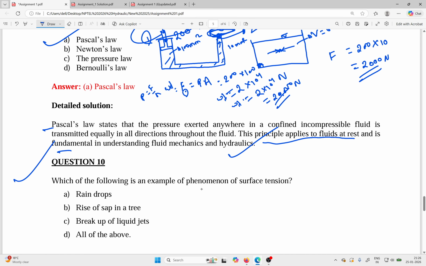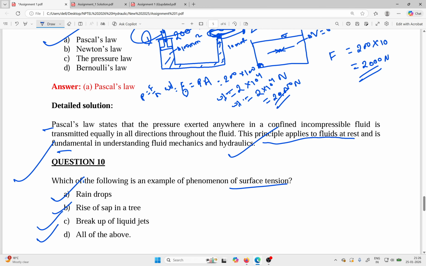Now, question number 10. Which of the following is an example of the phenomenon of surface tension? Raindrop, rise of sap in the tree, break up of liquid jet, all of the above. Which of the following is an example of the phenomenon of surface tension?